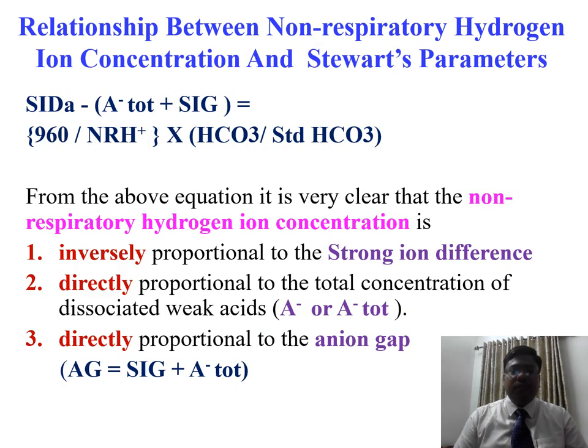So from the above equation, it is very clear the non-respiratory hydrogen concentration is inversely proportional to the strong ion difference and directly proportional to the total concentration of dissociated weak acids, ATOT. This includes mainly albumin and phosphate. And non-respiratory hydrogen concentration is directly proportional to the anion gap. Anion gap is equal to strong ion gap plus ATOT.